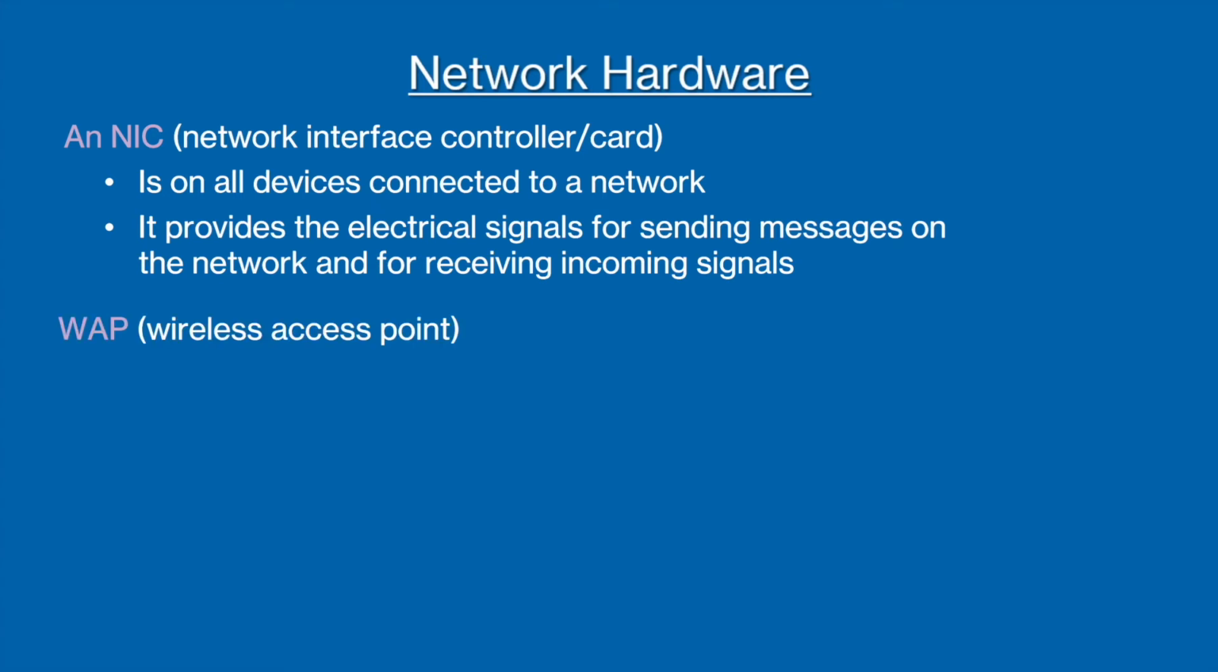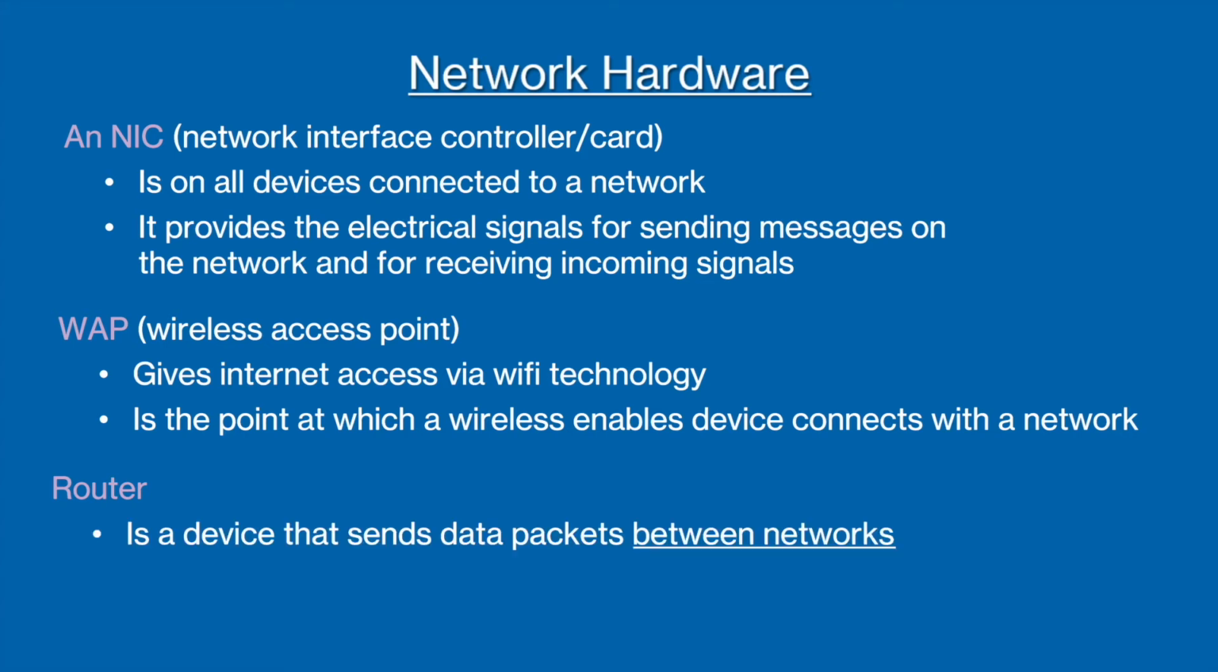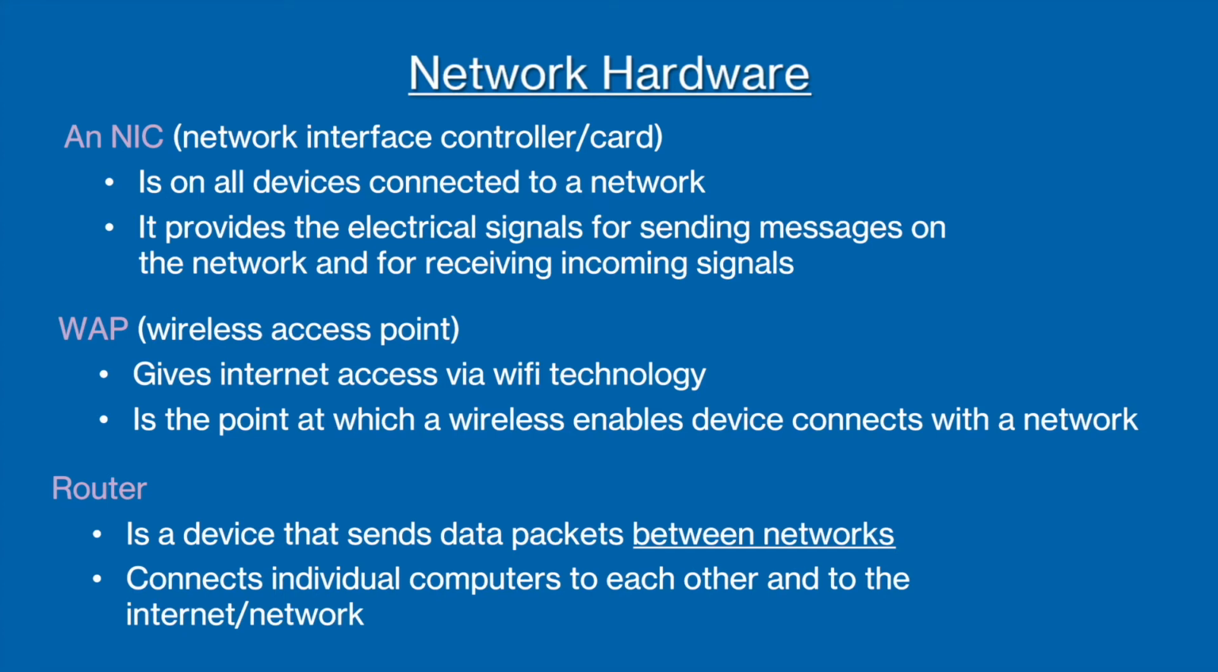Then we have the wireless access point. This is the point at which a wirelessly enabled device connects with a network, and it is the device that gives Internet access to the computers via Wi-Fi technology. Next, we have the router. Now, the router is the device that sends data packets between networks. They connect the individual nodes to each other and to the Internet.